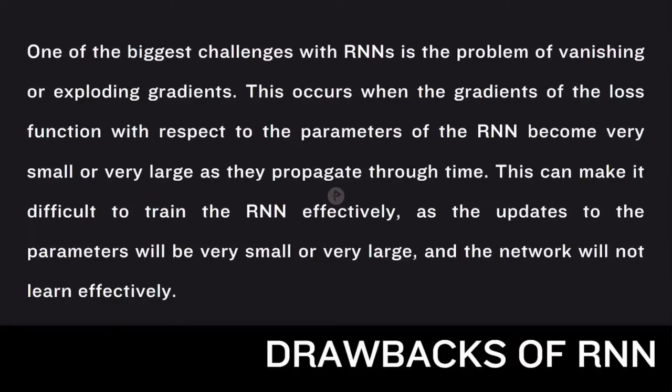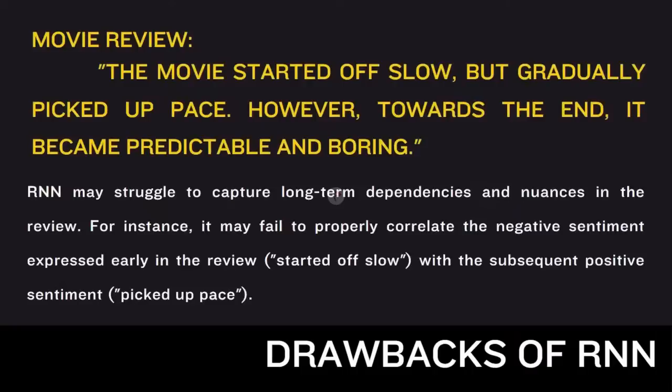Both of these can occur since the architecture of RNN is such that if you have a lot of words, the gradients may explode. For example, we have a movie review here. The movie started off slow but gradually picked up pace. However, towards the end it became predictable and boring. So we have a huge amount of context and vocabulary here. RNN may struggle to capture these long-term dependencies and nuances in the review. For instance, it may fail to properly correlate the negative sentiment expressed early in the review with the subsequent positive sentiment, something like started off slow, picked up pace and all.